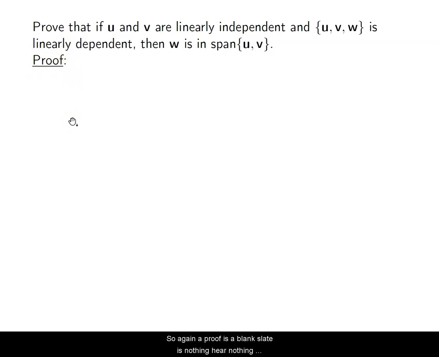So again, a proof is a blank slate. There's nothing here, nothing exists. I can't talk about adding u and v if I don't know what u and v are. What is u and v? Are they ants? Are they sandwiches? Are they vectors? Are they matrices? Are they functions? I don't know. So I can't just say, hey, u and v is this. I need to talk about what I have.